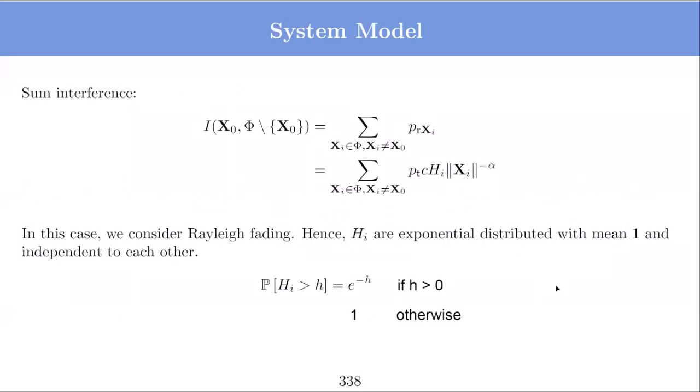And again, notice that the interference here is a function of x0 and depends on phi after removing x0. The interference is coming from all the point process excluding x0.